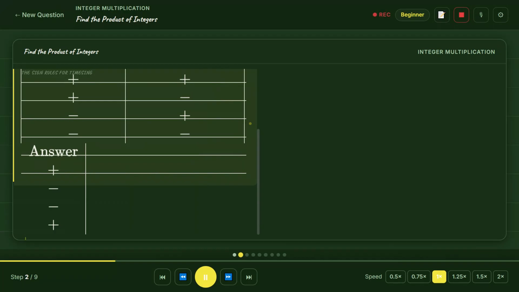Before we start, let's learn a very important rule. When two numbers have the same sign, the answer is positive. When two numbers have different signs, the answer is negative.